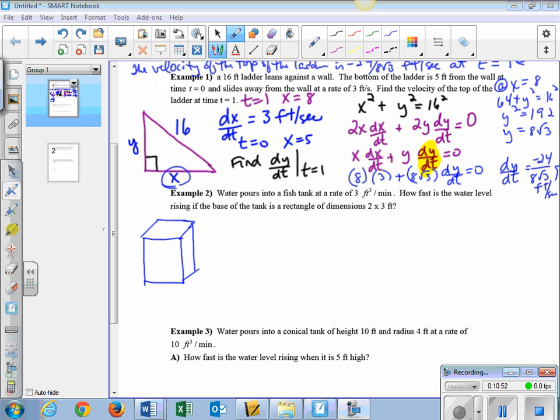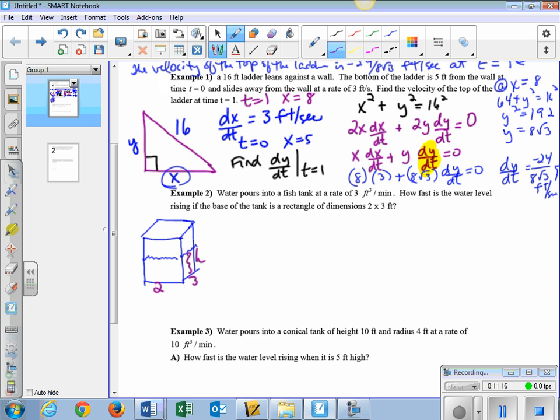Here is my cube, I guess you could say, my fish tank, and my fish tank's going to have some water in it. So here's my water level. There's my H. That's the height of the water. And I know that this is a 2 by 3. Didn't it say it was a rectangular base? Yep, 2 by 3 feet.